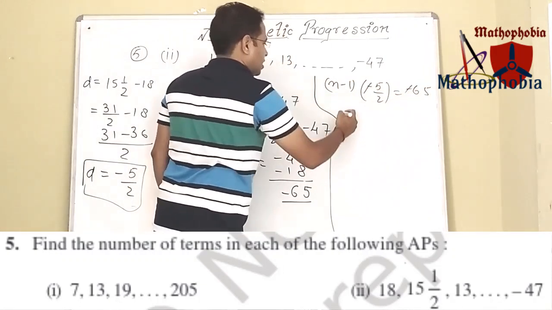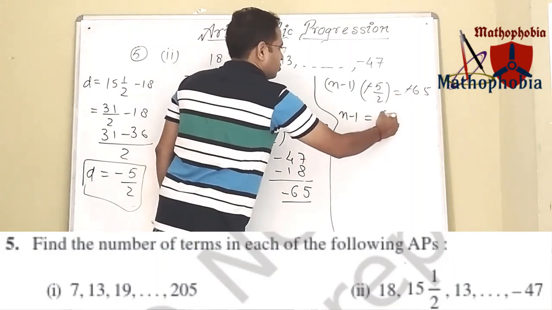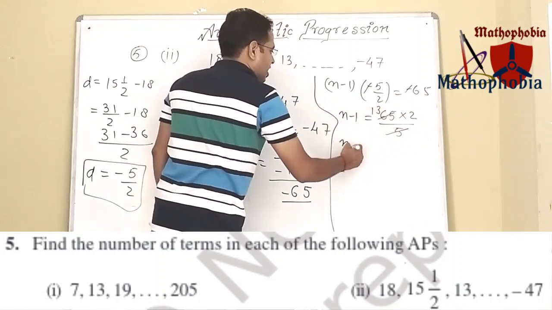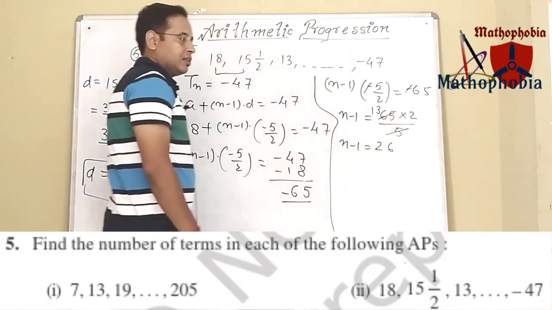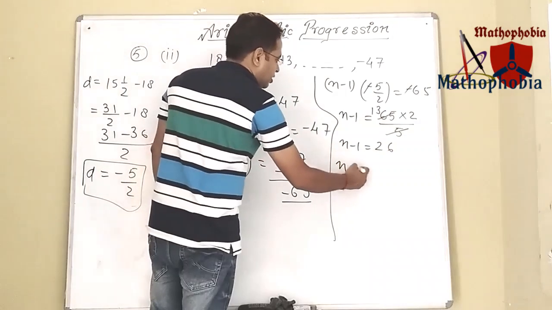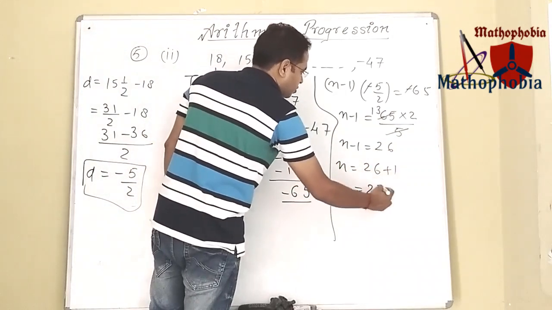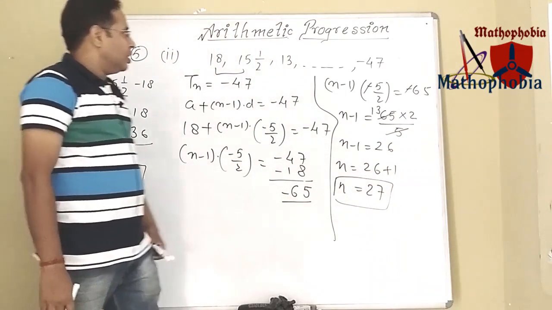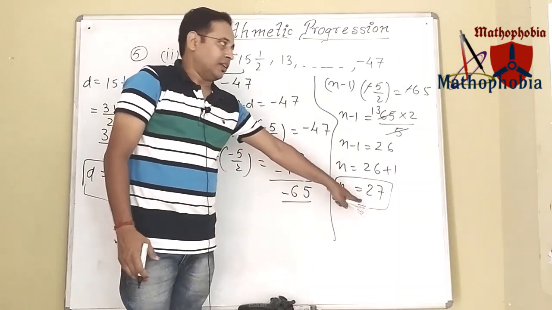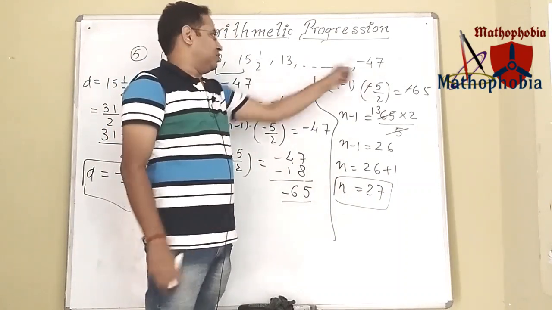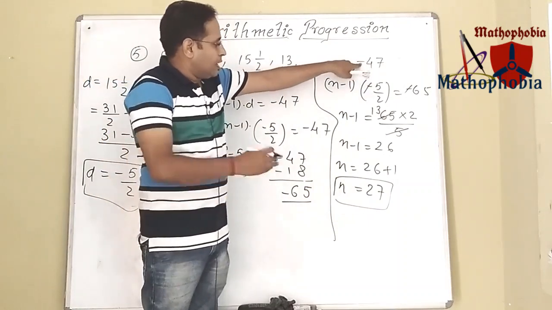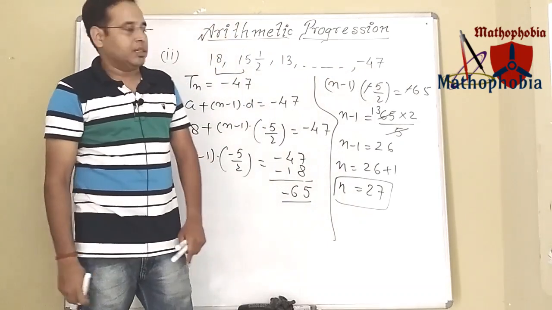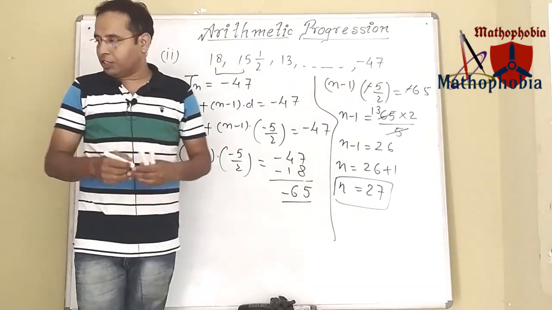This minus and this minus cancel out. You will get n minus 1 equals 65 into 2 upon 5. 5 ones are 5, 5 threes are 15. So n minus 1 equals 26. 13 into 2, 26. So n equals 26 plus 1, which is 27. So the value of n is 27. Therefore, how many terms are there in this AP? 27. Because the last term is the 27th term of this AP. ये minus 47 इस AP का 27th term है, और यही last term था. Therefore, there are 27 terms in this given AP. Let's move on to the next one.